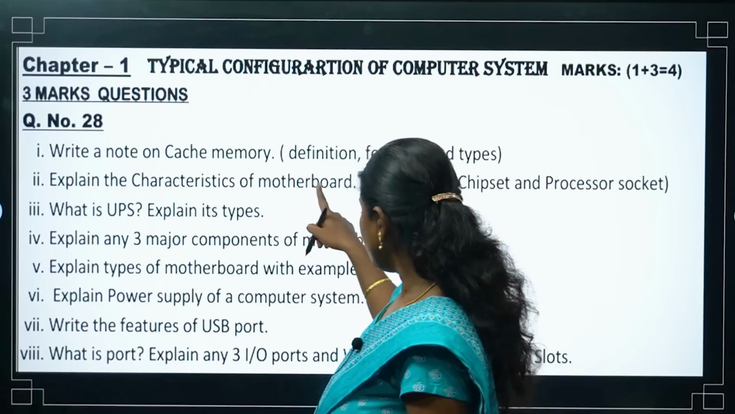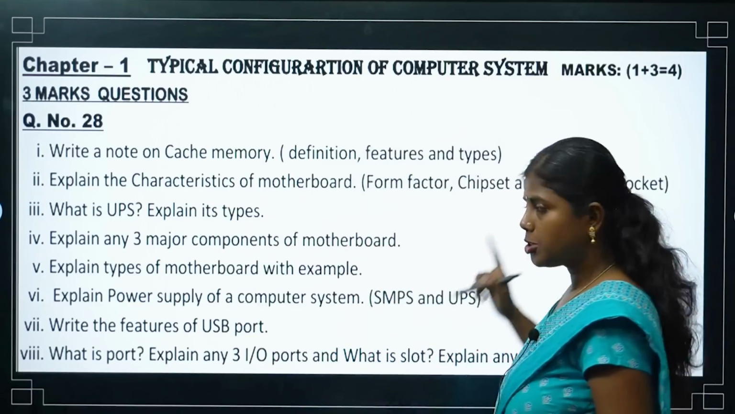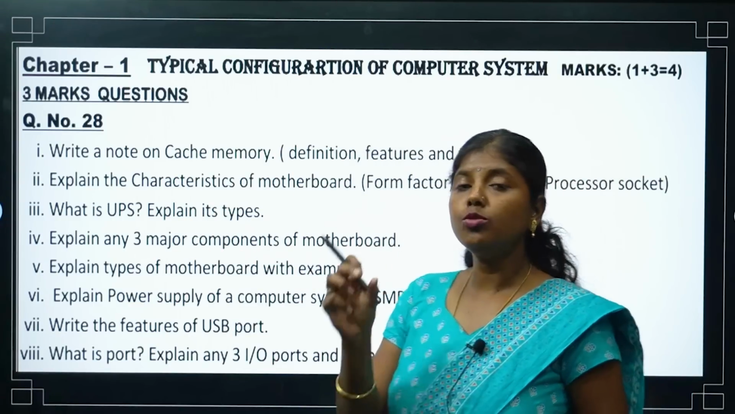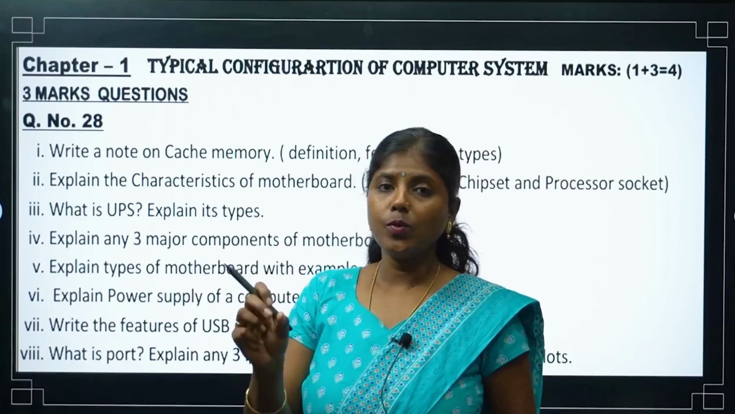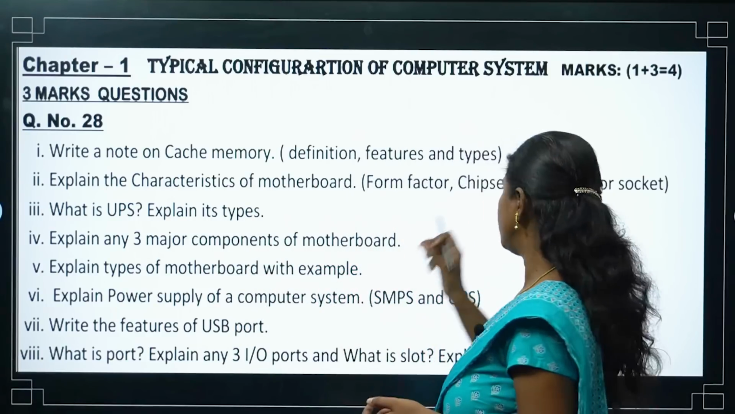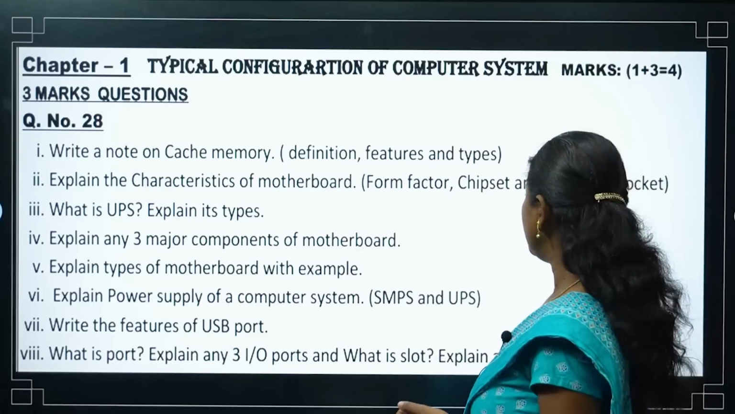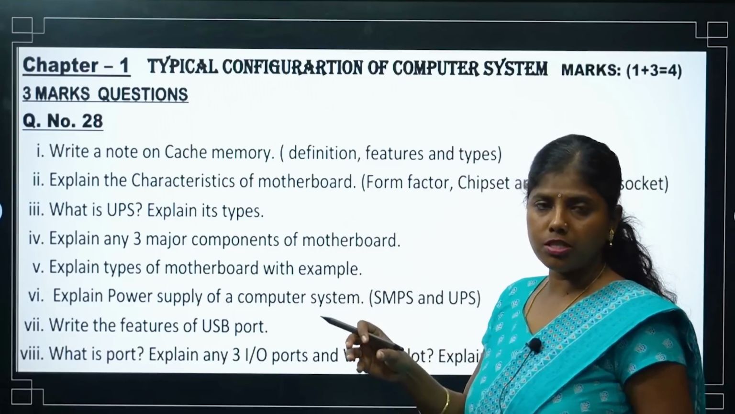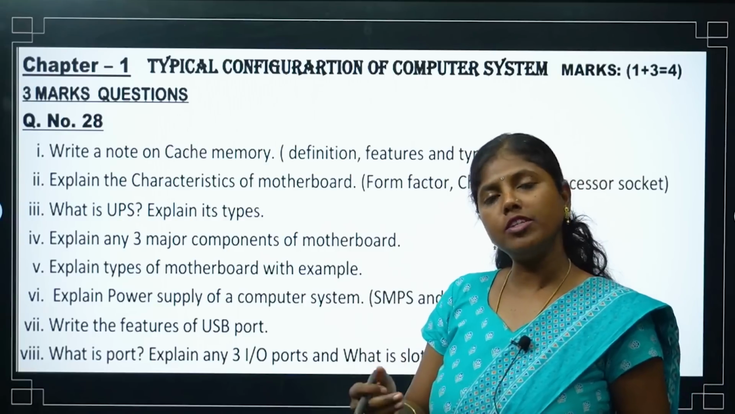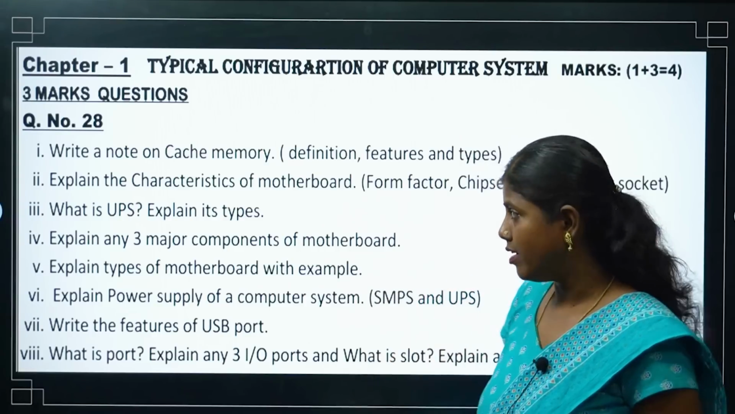Characteristics of motherboard: form factor, chipset, processor socket, you know it. Ensure that you write the important keywords here, like geometry, dimensions, and that it controls and coordinates all other systems. It's basically a place where we mount the processor. You need to mention the keywords there, which is very, very important.